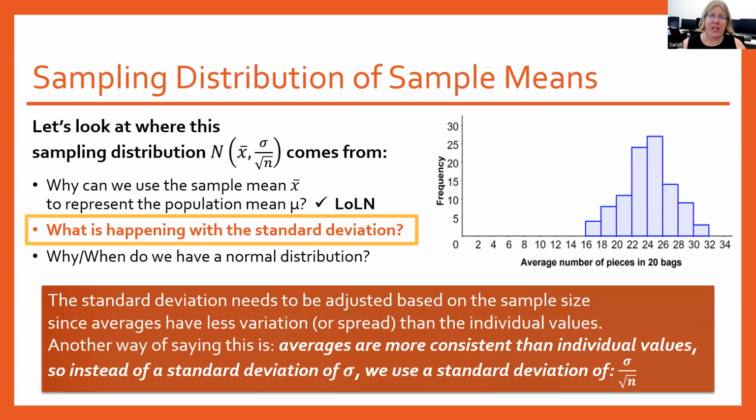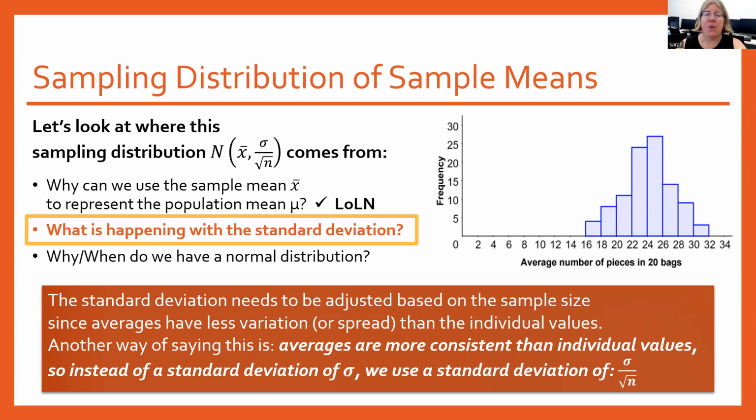So the standard deviation needs to be adjusted based on the sample size because averages have less variation or spread than individual values. Another way of saying this is that averages are more consistent than individual values. So it means averages are more tightly clustered together, and individual values are going to be more spread out. So instead of a standard deviation of sigma, we're going to use the standard deviation of sigma divided by the square root of n, or our sample size.